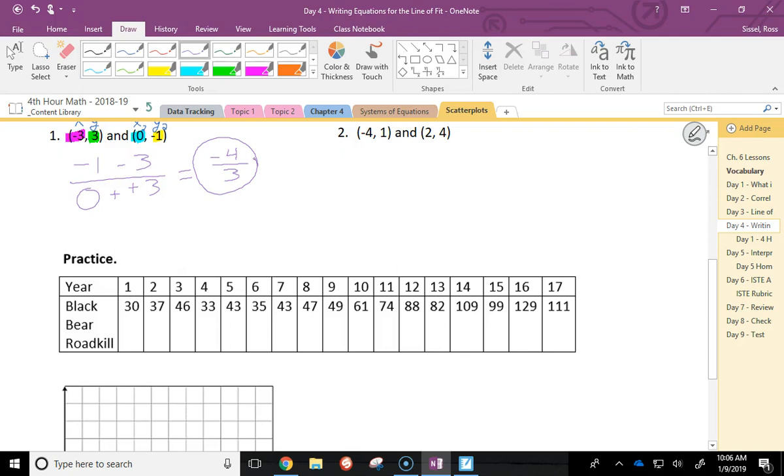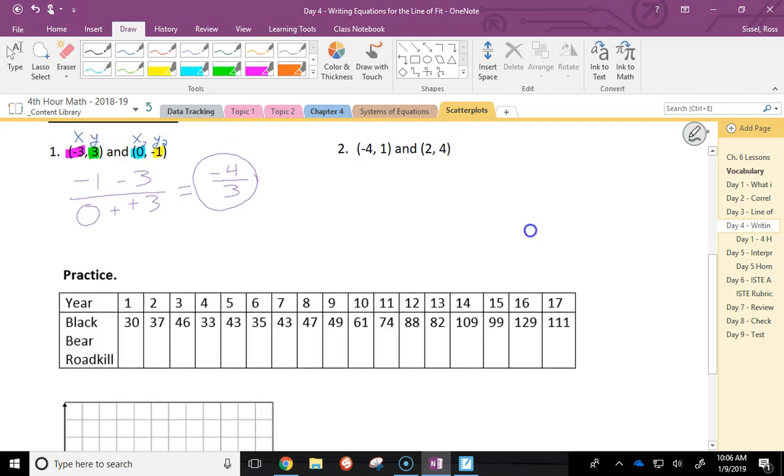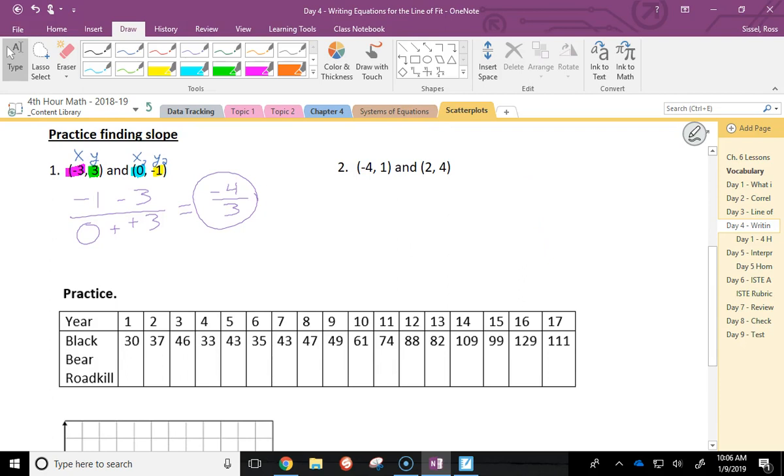Okay, I'm going to pause. I want you guys to find the slope for number 2. There are the points. Use exactly what we did. Same thing. I'm going to let you work, and then we'll look at it. Aiden, let's start with you, bud.